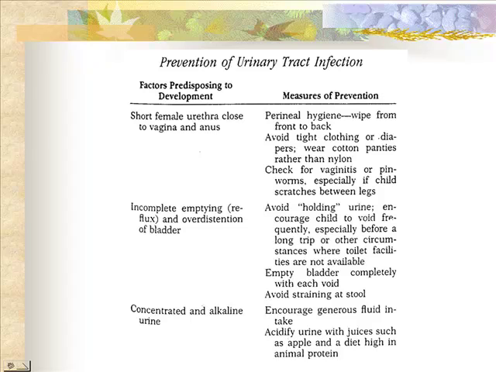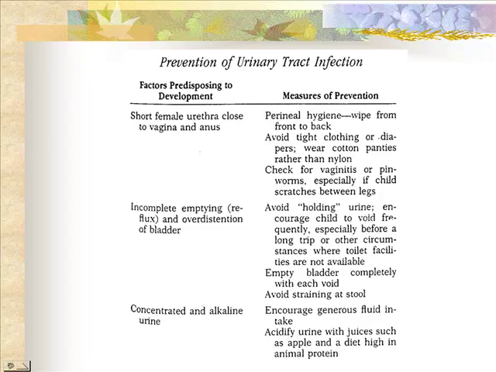So what do we want to do? We want to make sure parents are wiping front to back. Remember, urethra we want sterile, the vagina is clean, the anus is dirty. So we want to always be wiping that direction, front to back, from clean to dirty. Avoiding really tight clothing or diapers. An older girl wearing cotton panties rather than nylon will all help. Avoiding scratching and things like that.